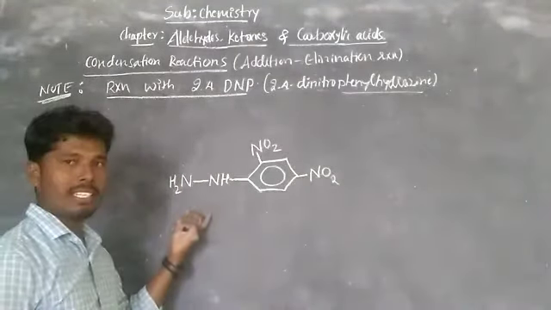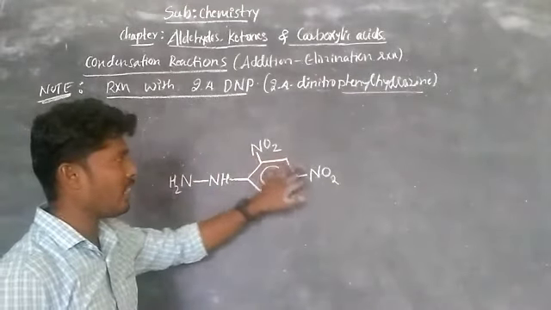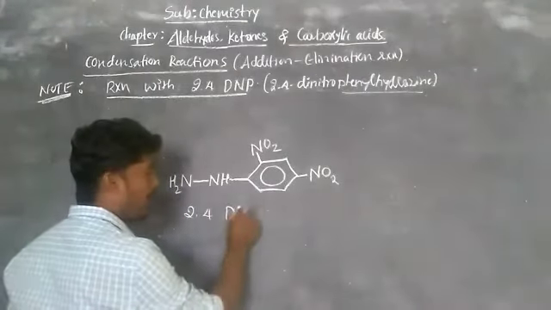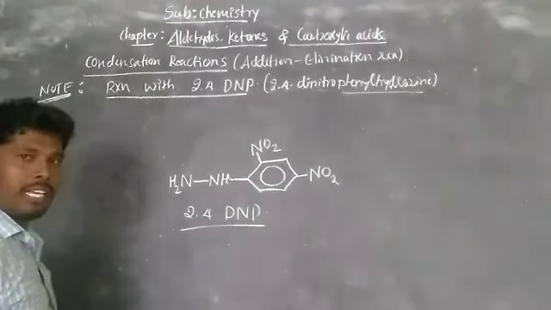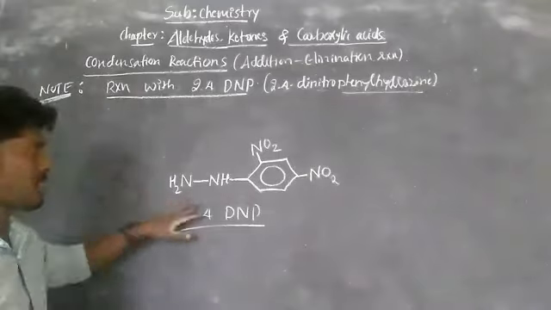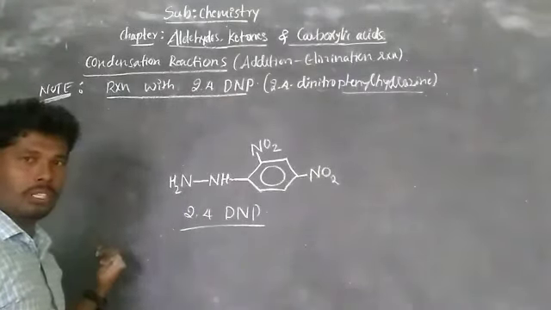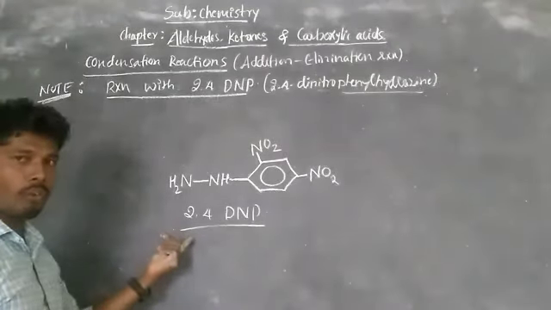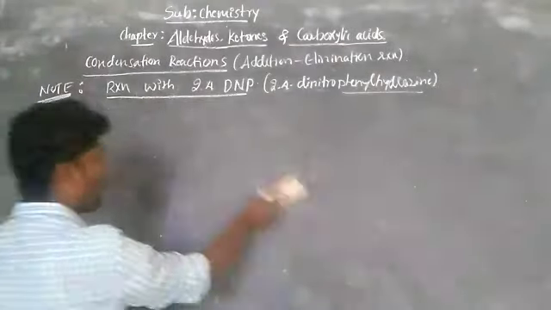Same as the reactions of phenylhydrazine, just in the reactant we are having 2 nitro groups. This is the structure of 2,4 dinitrophenylhydrazine, that is 2,4 DNP. Remember, very important: for 2 marks they definitely ask the reactions of 2,4 DNP with any one of the groups like aldehyde or ketone. If they ask you to write the reactions of 2,4 DNP, you can write them. Now we are going to study the reactions of 2,4 DNP.